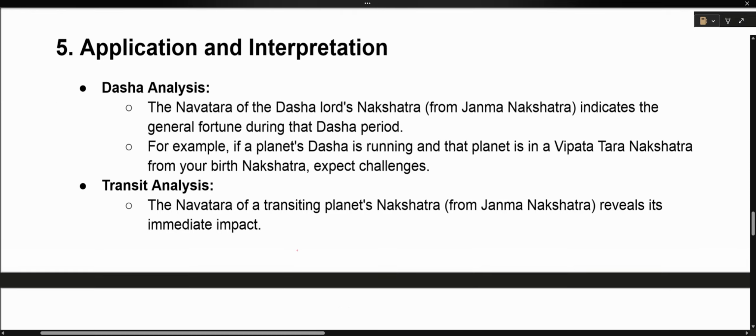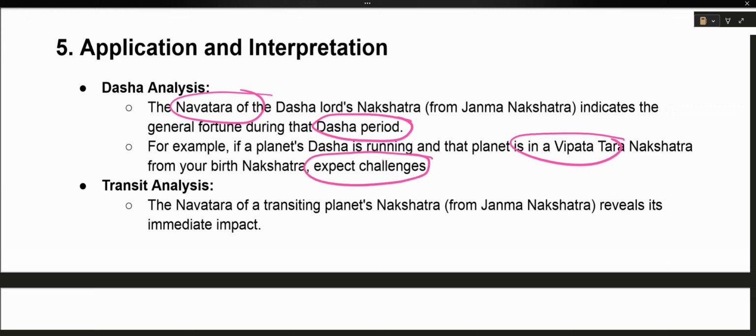Okay, so from here, application and interpretation, now we'll see. In dasha analysis, we use this Navatara Nakshatra Paddhati method for predicting different events. So how a dasha period will give you fortune or misfortune, you can predict easily in an accurate manner. For example, if a planet's dasha is running and that planet is in the Vipata Tara Nakshatra, then what will happen? You will face some challenges. You have to expect that something wrong is going to happen, some challenge is going to come in your life.